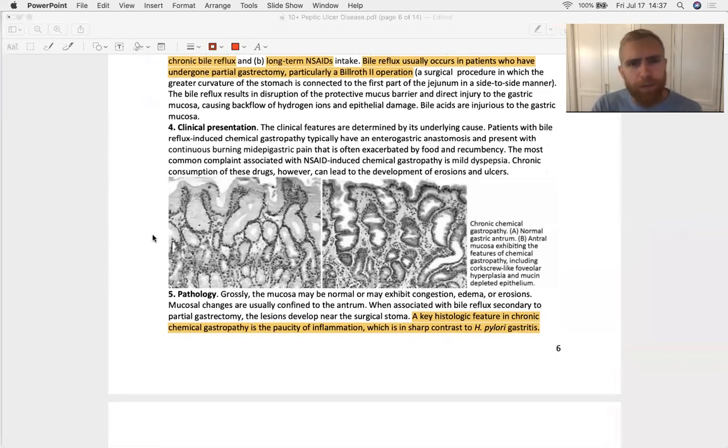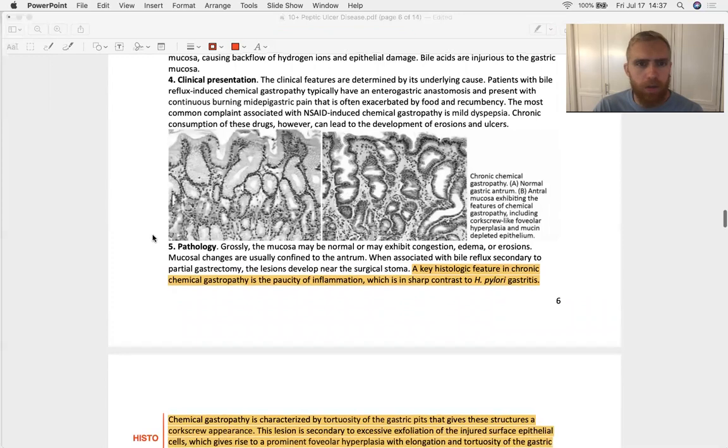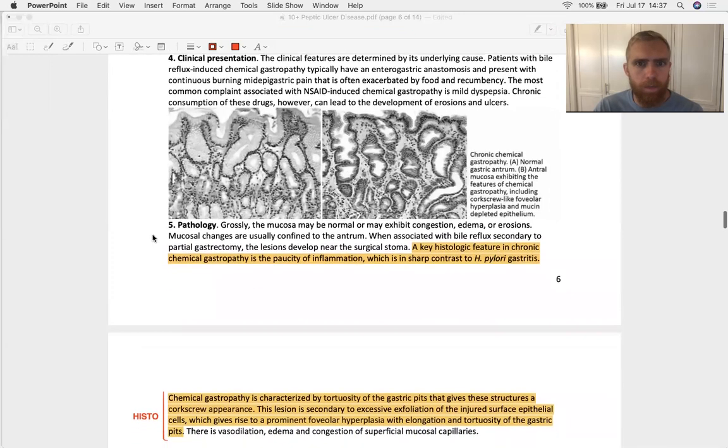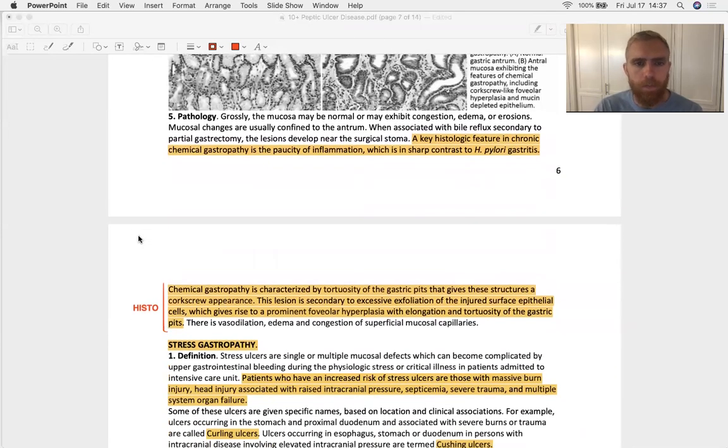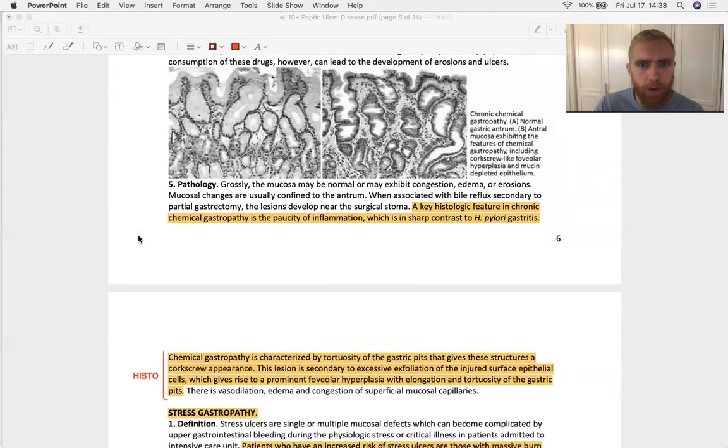So recognize the Billroth 2 procedure as a source of bile reflux, and that bile reflux is damaging to the lining of the stomach, and that gives you your gastropathy, and you're not going to see any neutrophils or lymphocytes with it because it's cytotoxic. A key histologic feature in chronic chemical gastropathy is the paucity of inflammation, which is in sharp contrast to Helicobacter gastritis. And when we say inflammation, we're basically saying neutrophils and lymphocytes, right?